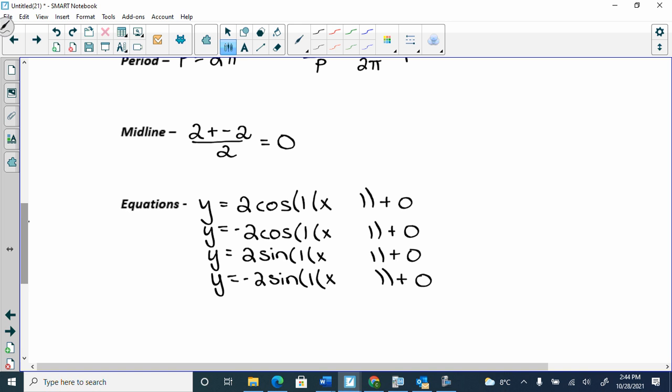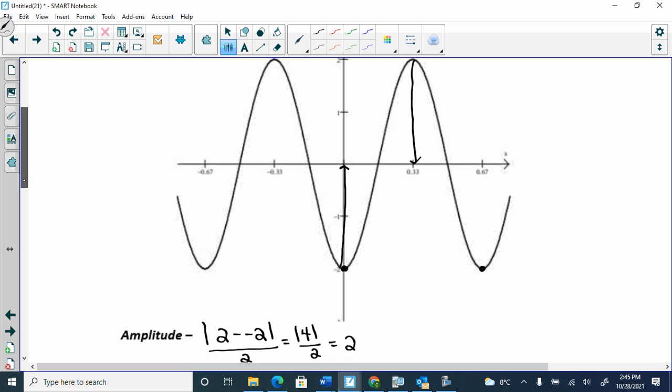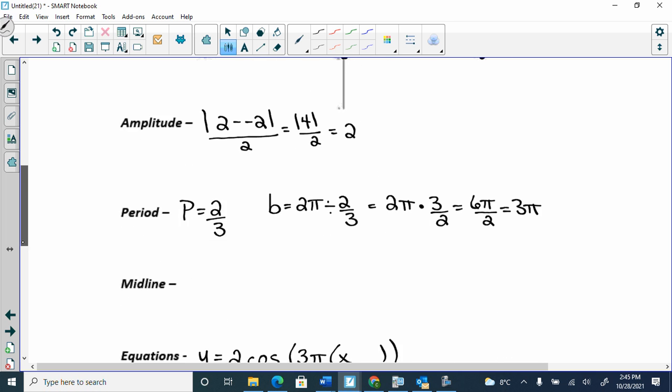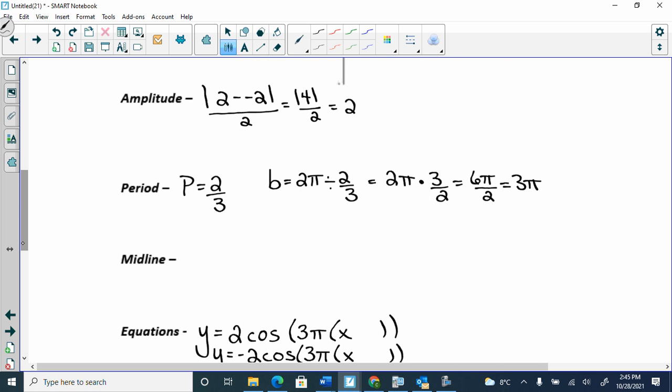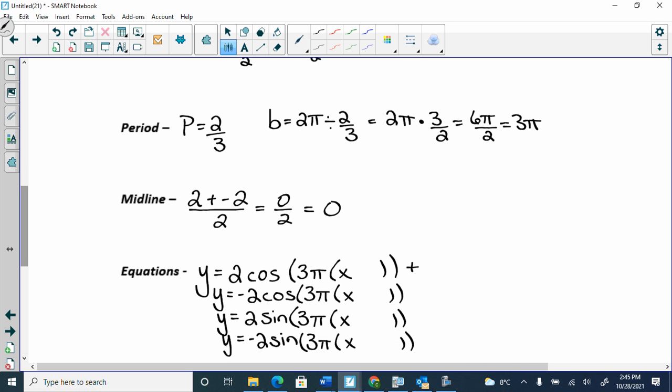Now we're going to go to our next one. This one has a midline of 0 again because it's symmetrical. So it's 2 and -2. Are our midlines always going to be 0? No, I just happened to pick quite a few graphs that were symmetrical because they actually cut nicely, but I wanted a few that weren't. So we'd go 2 plus negative 2 divided by 2, which is 0 divided by 2, which is 0. So these are all plus zeros at the back.